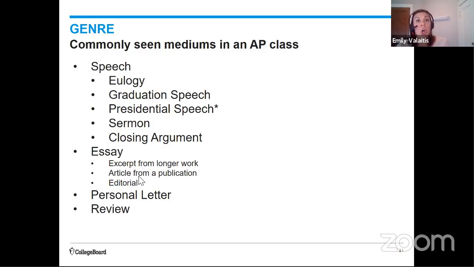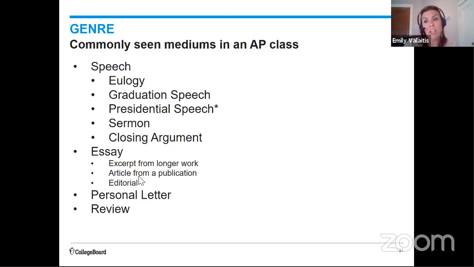AP language is built all around rhetoric, but some of the things I think you've probably seen a lot from your teachers are speeches, essays, letters, and possibly reviews for movies, music, books, things like that. These are some of the more common mediums that are seen, especially on the AP exam. So speeches, personal letters are very, very popular. I don't know what you'll see May 20th. I don't have my crystal ball, but I wouldn't be surprised if it's some sort of a medium like this.